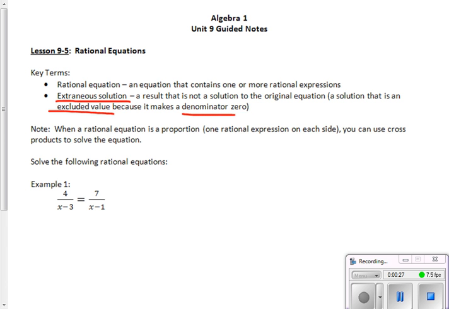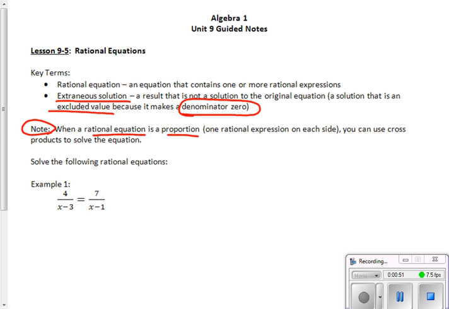Basically, the denominator can't be 0. So you're figuring out what cannot be used for that variable to make the denominator 0, because we cannot divide by 0. A little note here: if you have rational equations that are in proportion, you can go ahead and use your cross multiplication. So cross multiply and divide.